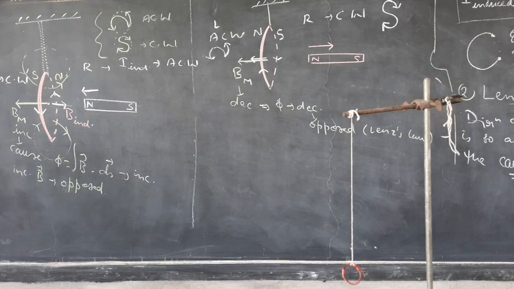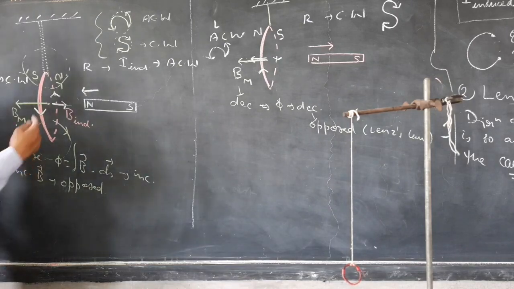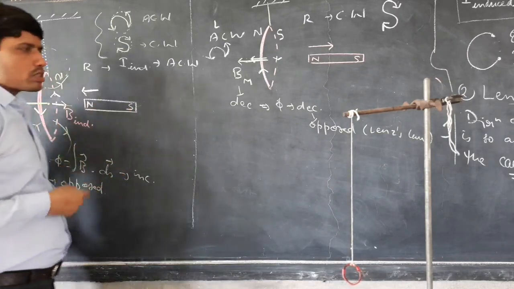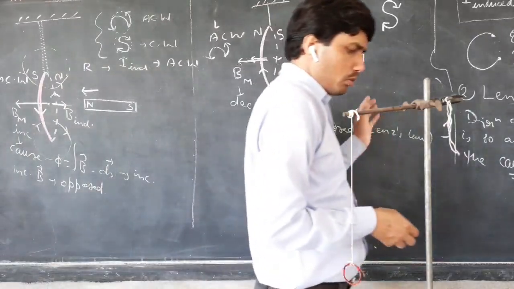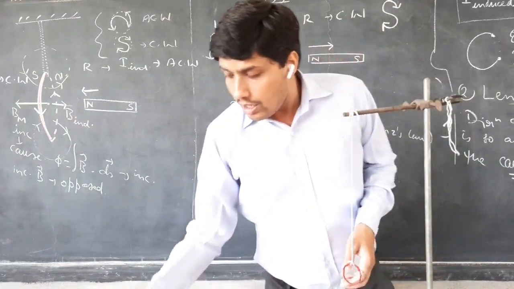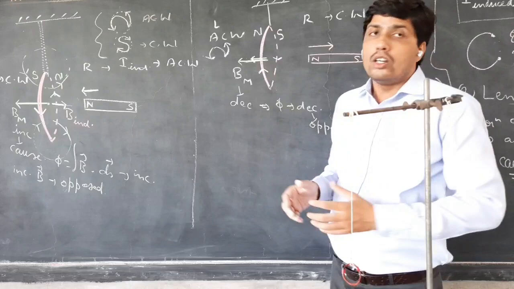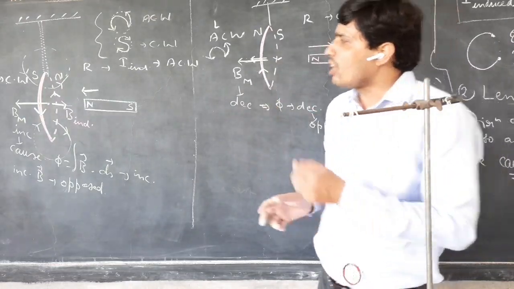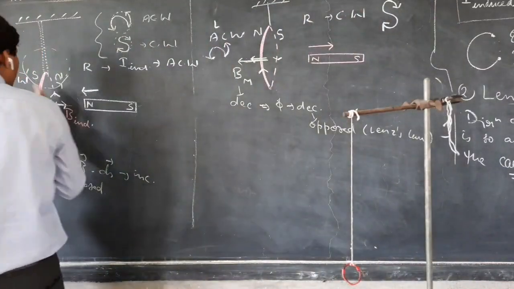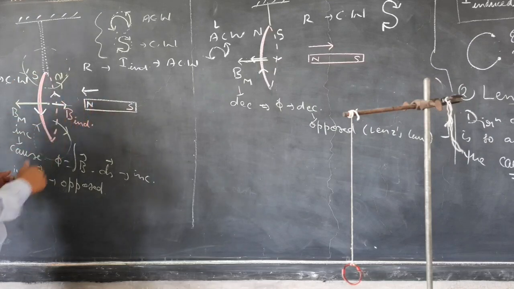Likewise, you can think yourself what is expected to happen if you bring south pole towards the coil or take it away from the coil. How do we physically observe these things? One simple way is to just hang a coil like so and bring a magnet.